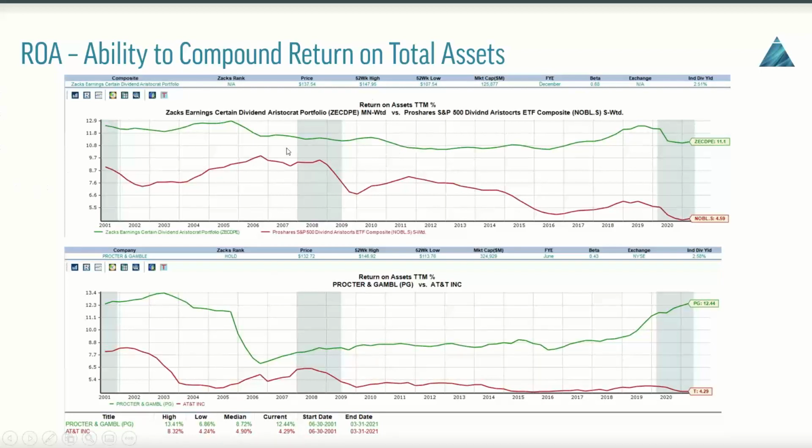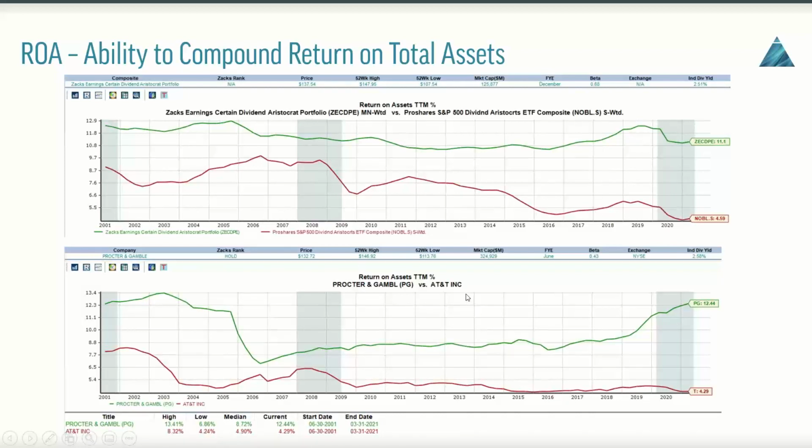The return on assets here is obviously far superior for the ECP Dividend Aristocrat portfolio. You could call it 2x, 2.5x, whatever you want to call it. And it's not just a one or two quarter or even a one or two year anomaly. It's literally every year for the last 20 years and beyond.